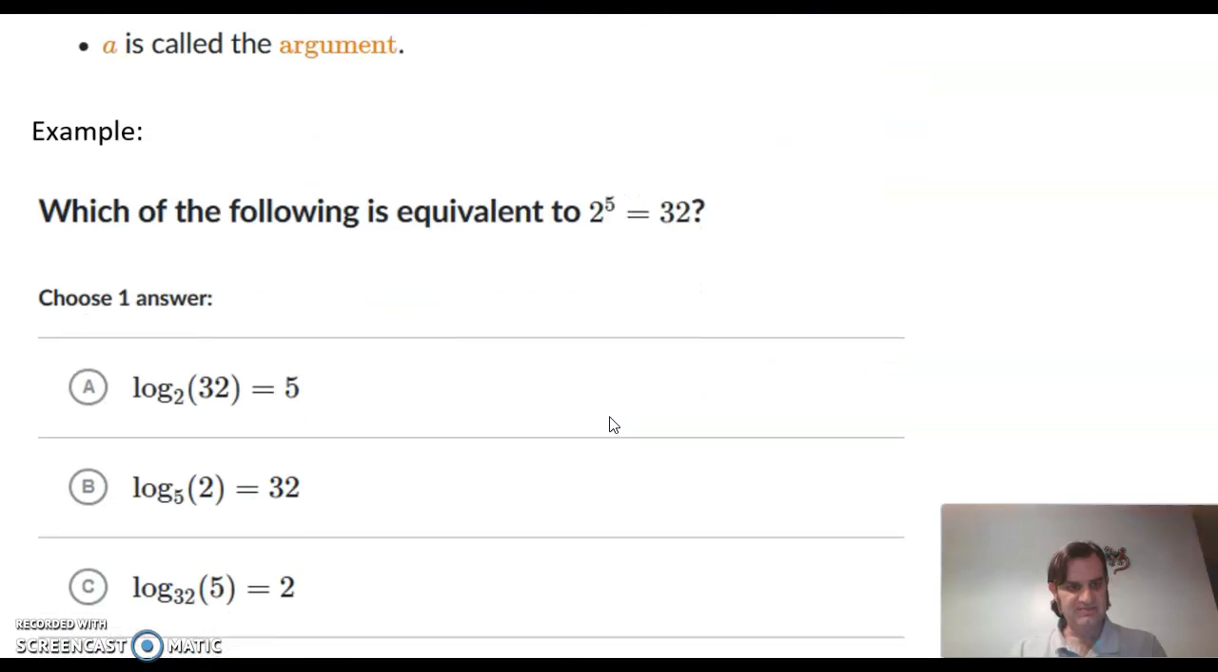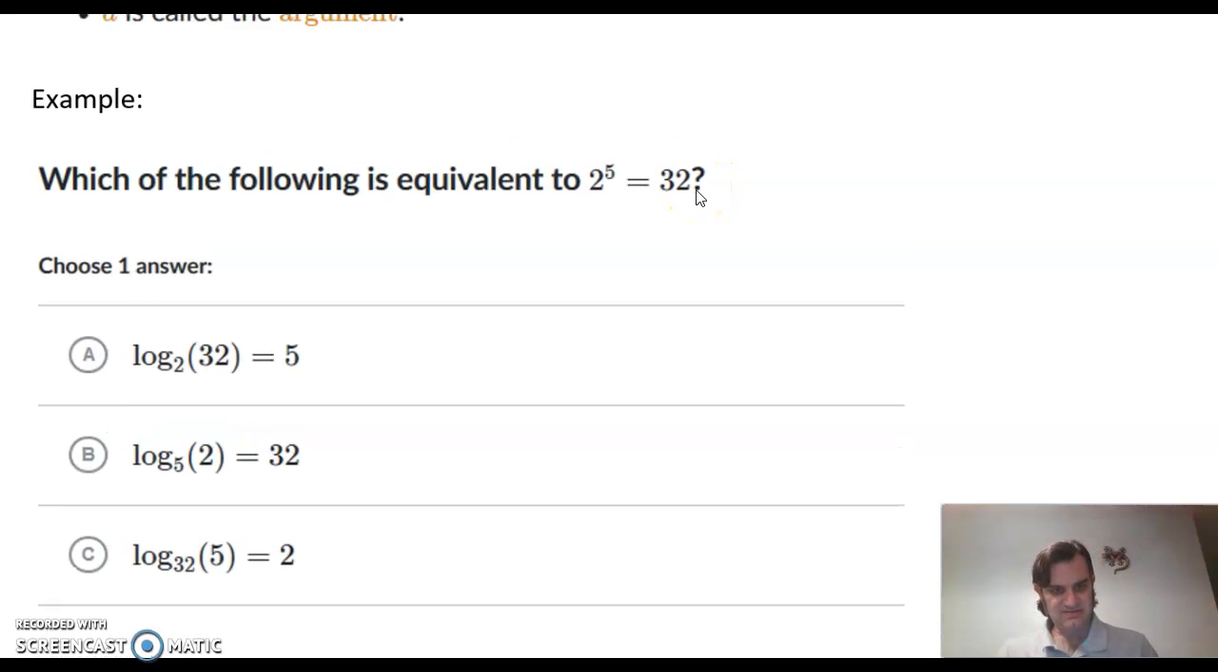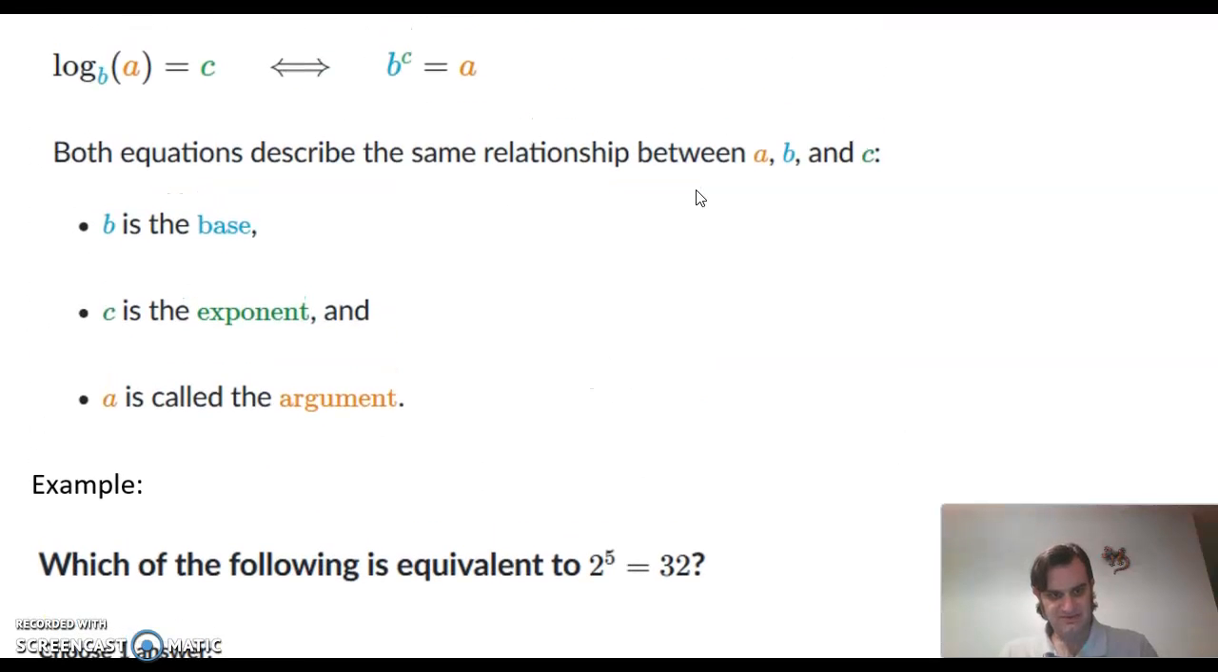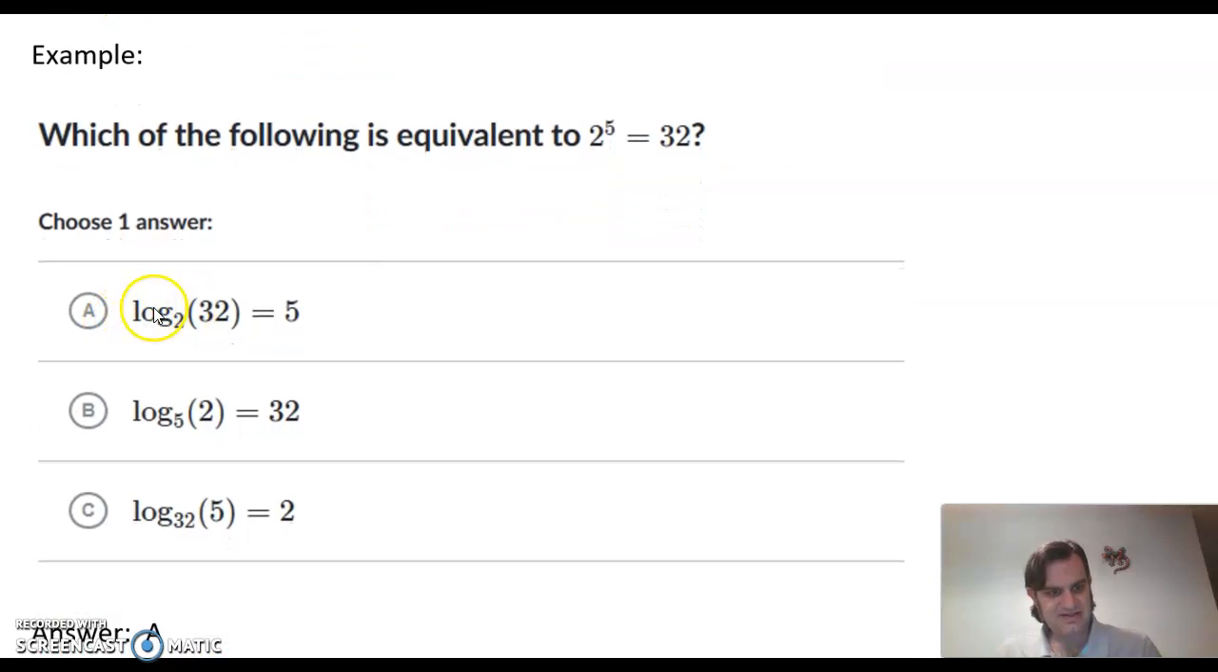So here's our first example. We're going to try and rewrite 2 to the 5th equals 32 as a logarithm. We want to follow the model up here that we had, and we have basically B being 2, C being 5, and A being 32. So if we take those values for A, B, and C and place them over here, we should get the first one, which would be log base 2 of 32 equals 5.